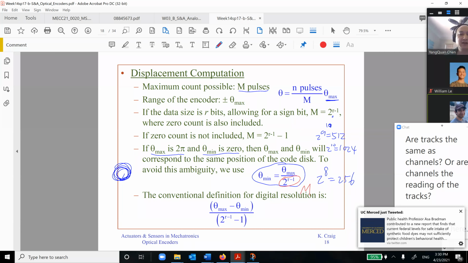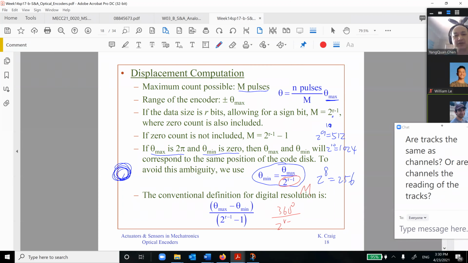So the digital resolution is 360 degrees versus 2 to the power of n minus 1. That is how many degrees of resolution. Actually, resolution is something like this. If the angle is smaller than that, I cannot see it; I treat it as 0. Make sense?